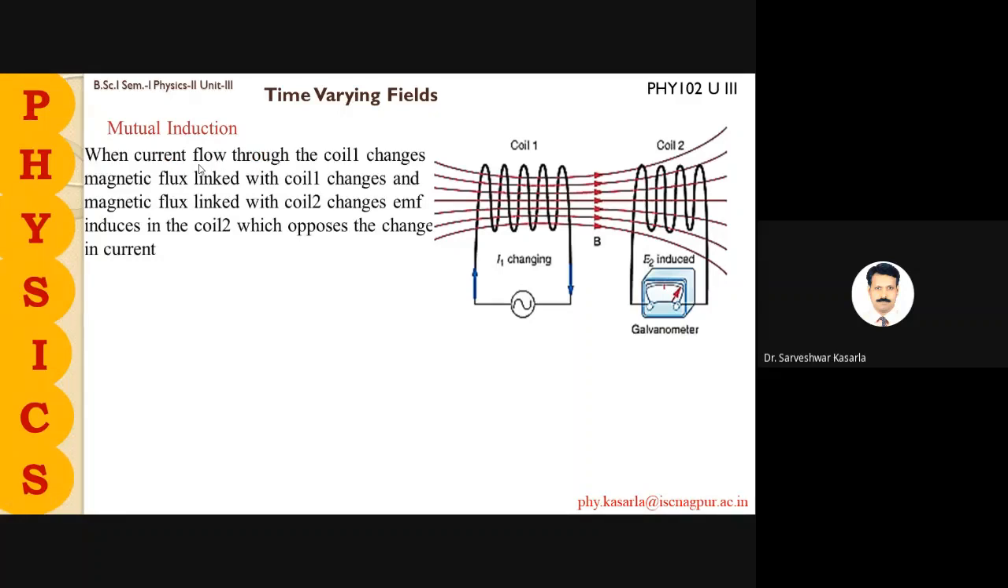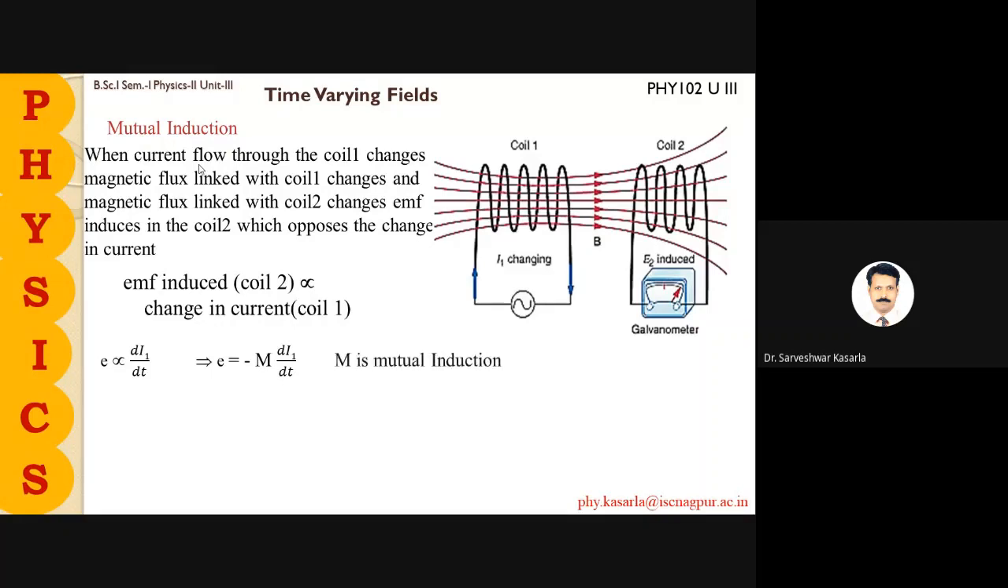When current flowing through the coil 1 changes, the magnetic flux linked with the coil 1 changes, and magnetic flux linked with coil 2 also changes because it is in contact with the coil 1. Okay, not physical. And EMF induced in coil 2 opposes the change in current, of course. So EMF induced in coil 2 is directly proportional to change in current in coil 1. So EMF induced is equal to M di1 by dt. Okay. So M is called the mutual induction.